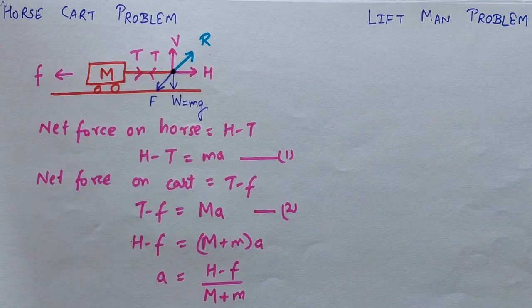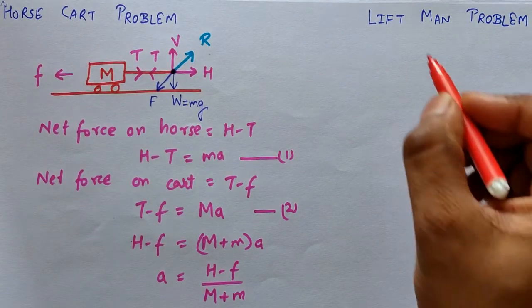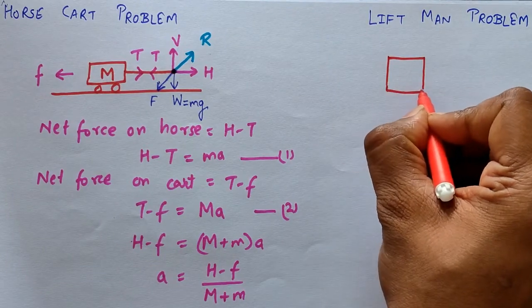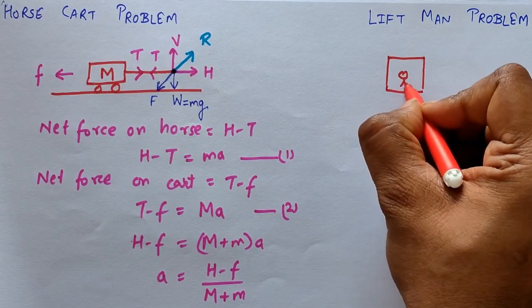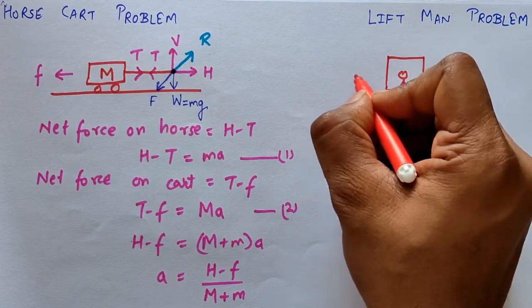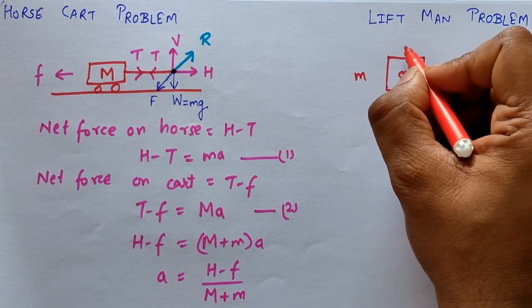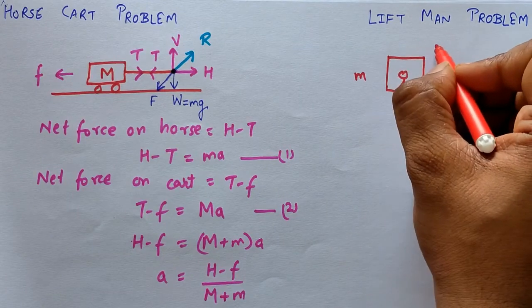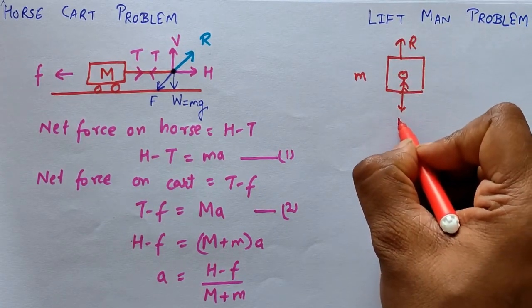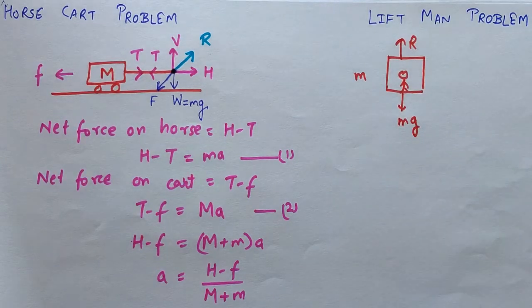So this is for the horse cart problem. Now for the liftman problem, there is a lift, and there is a man inside it. I am taking the whole mass of the lift and the man as small m. There will be the reaction force R in the opposite direction, and there will be the gravitational force mg in this direction.